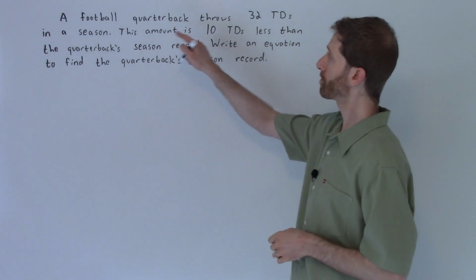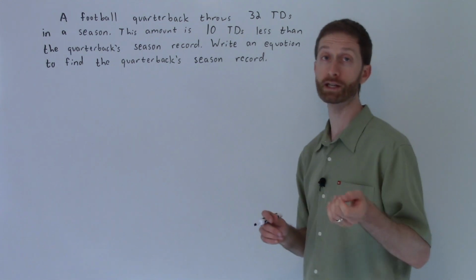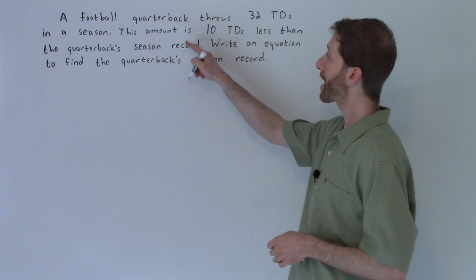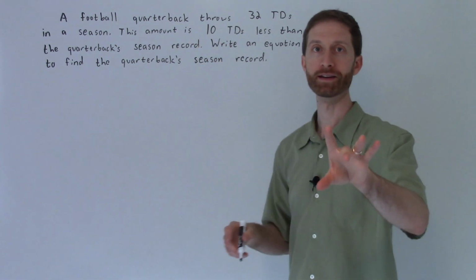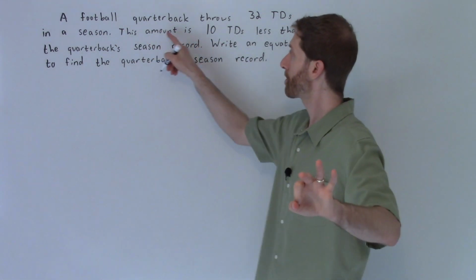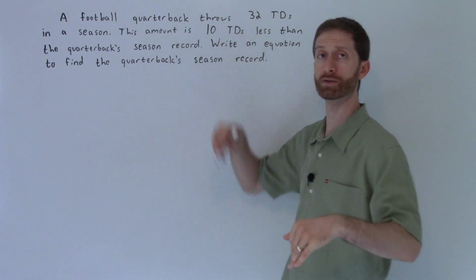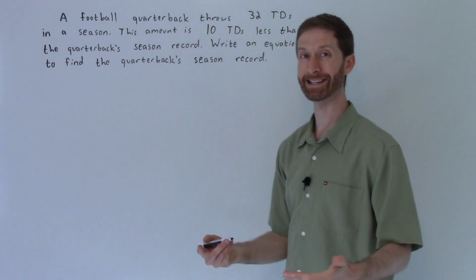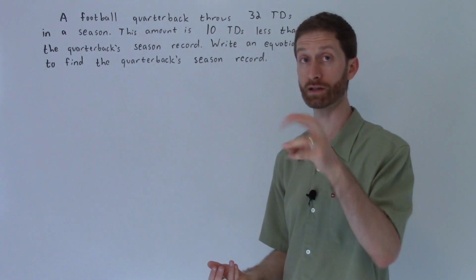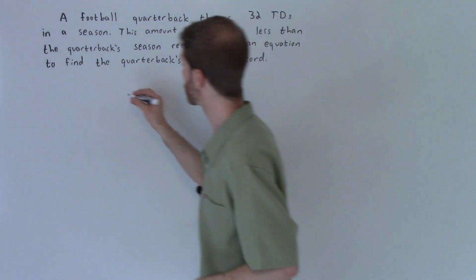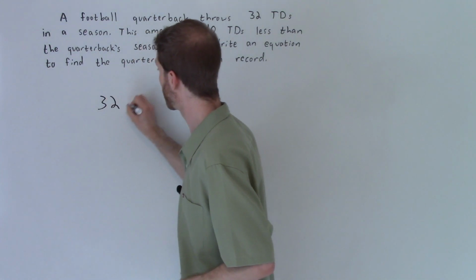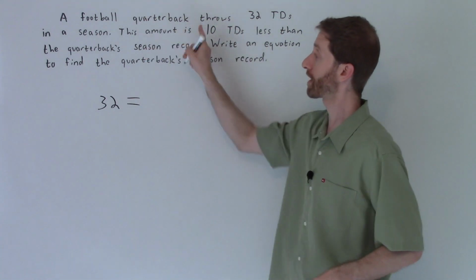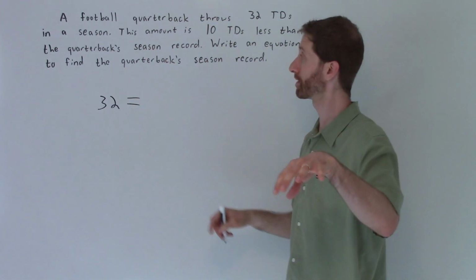It says a football quarterback throws 32 TDs, touchdowns, in a season. This amount is, all right, I stop there. This amount refers to the 32 TDs that were thrown. If I have "this amount is," that's an equation. So we're saying this amount, 32, so that's right here. So 32 is, so that was "this amount is," and that's that whole first sentence and a little after that.